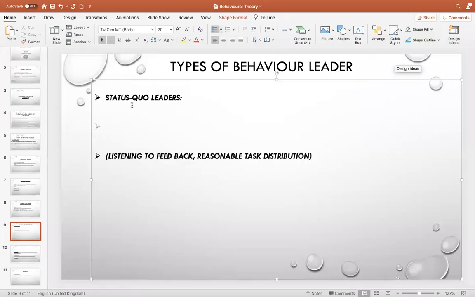Our next type is status quo leaders. These leaders run the middle road of employee happiness and satisfaction and getting results.